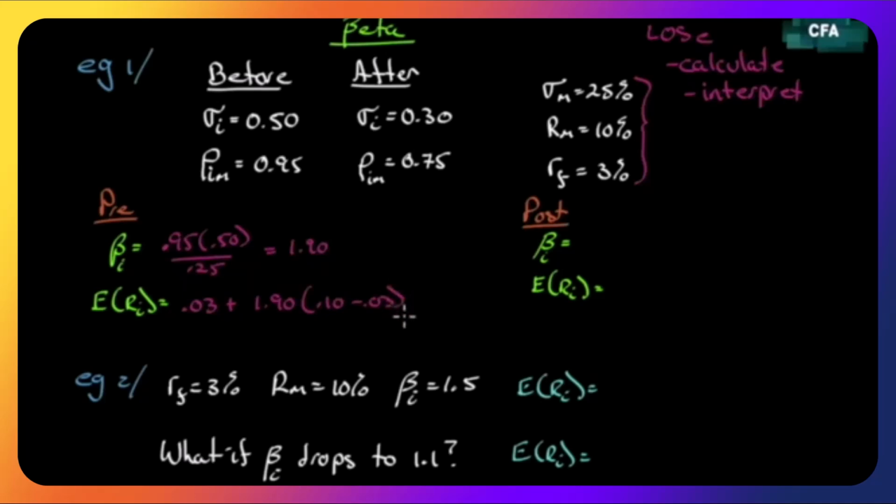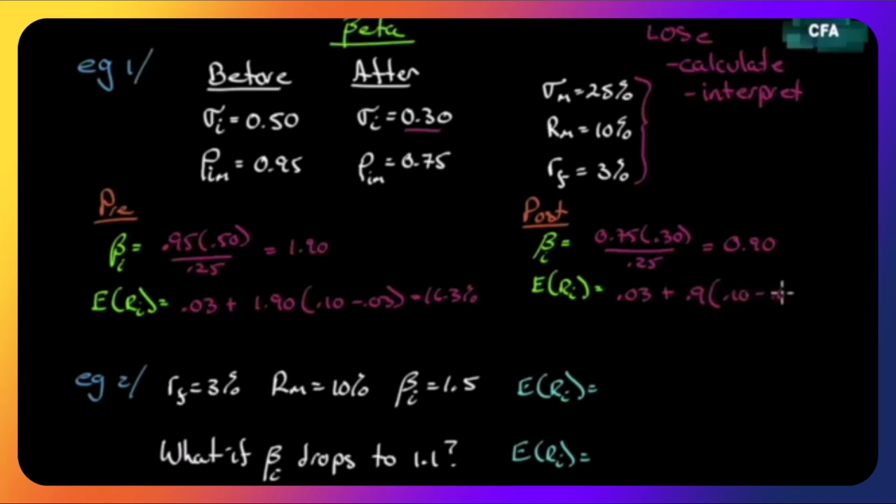After the fact, we have a beta of 0.075 and a lower risk factor on the security divided by 0.25. We should get a much lower beta, and we do, 0.90. Now watch this. This should give you some cause for concern, and I will try to alleviate that concern. What is the expected return on this security now? Well, it is the risk-free rate, 0.03, plus the beta, 0.9, times the equity risk premium. And if you solve for that, you'll get 9.3%.